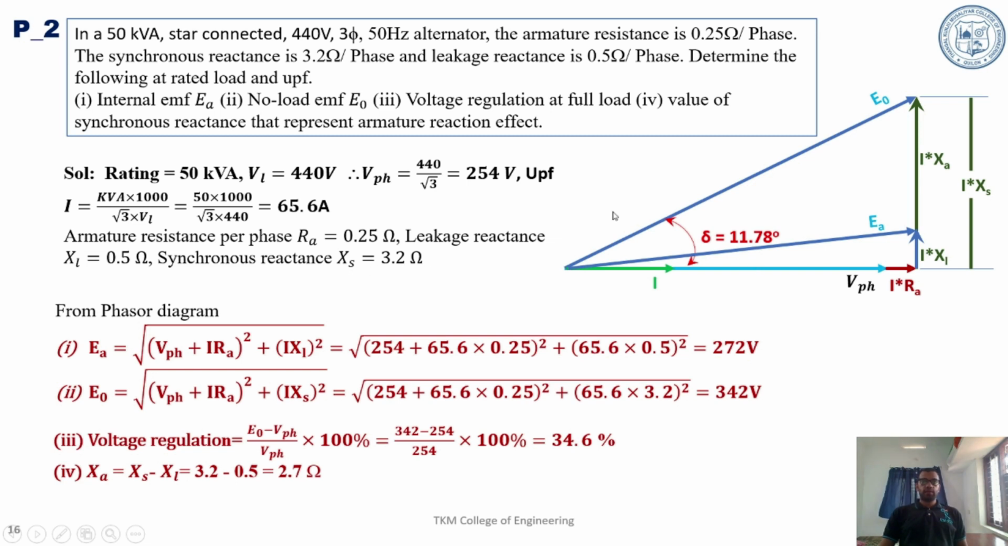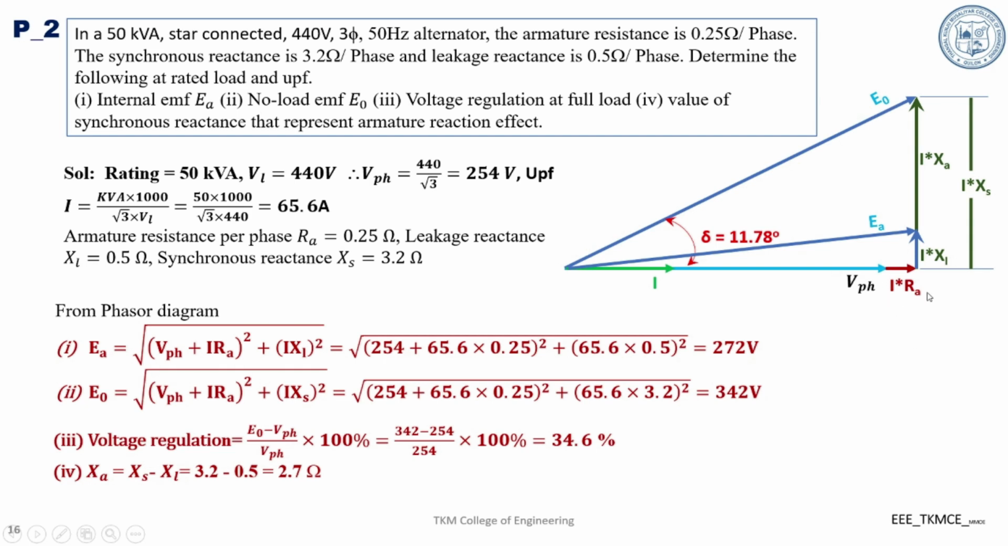So this is the phasor diagram corresponding to this condition. Voltage is taken as reference. Current is in phase with voltage. From that we need to add I into RA drop, which is in phase with I. Then we need to consider I into XL drop, which is leading I by 90 degree. From the tip of I into XL drop, we need to consider I into XA. XA stands for armature fictitious reactance that represents armature reaction effect. So from the tip of I into XL, we need to draw a phasor which is again leading I by 90 degree. And considering XL and XA, that gives E0.